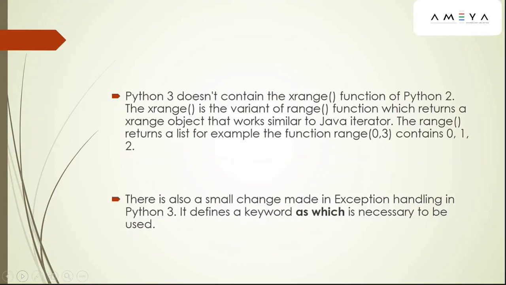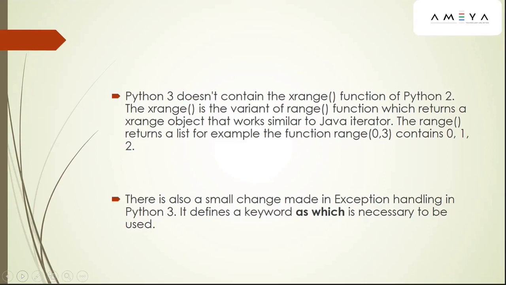Python 3 does not contain the xrange function of Python 2. The xrange is the variant of range function which returns an xrange object that works similar to a Java iterator. The range returns a list. For example, the function range(0, 3) contains 0, 1, 2. In Python, there are 4 special data types available: list, tuple, dictionary, and sets. We are using the range function to increment the values from 0 to 3. So range is a predefined function used in Python.